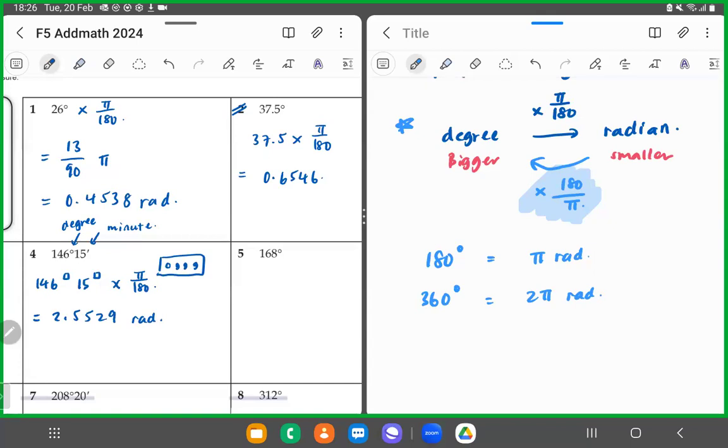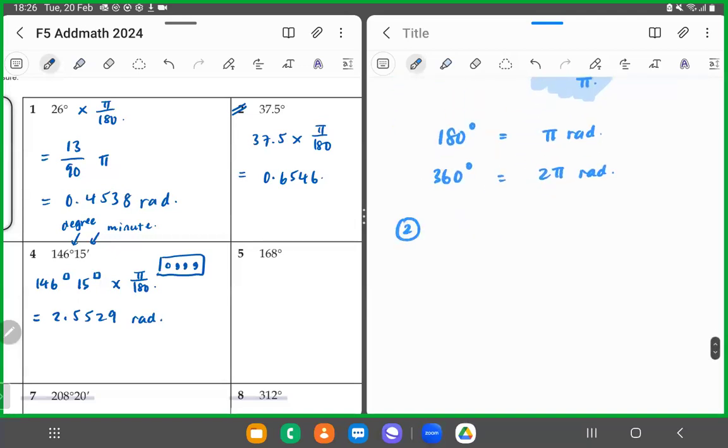So the first thing we have learned here is degree to radian, pi over 180. Radian to degree, 180 over pi. Remember, degree is always the bigger number. So if you want to get a bigger number, you multiply it with the bigger value, 180 here. Okay, so now we go for the second part of this chapter. This is the first part.